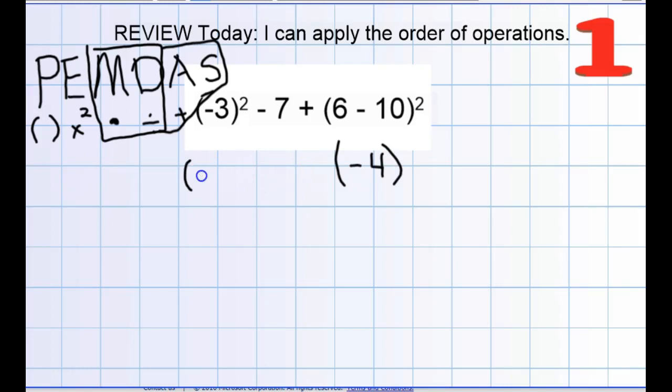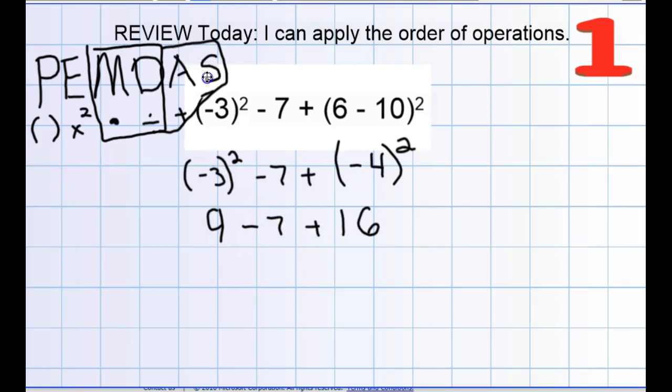So we have -3 squared minus 7 plus -4 squared. So we did our P. Now our E, our exponents, we need to do the exponents, so -3 squared. -3 times -3 is 9. So we have 9 minus 7 plus -4 times -4 is 16. So now we just have 9 minus 7 plus 16.